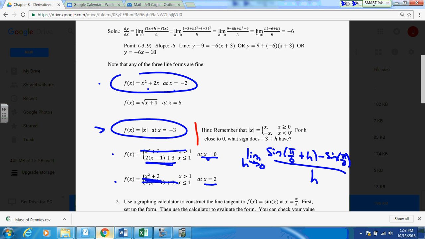Yeah. Done. Wait, can we use calculator? It says, use your calculator to evaluate the form. Oh, I thought use the calculator to check the answer. No, it says, use the calculator to evaluate the form. I thought you can check your value and. Yeah, that's a separate sentence. Whatever. Okay, better? Okay.